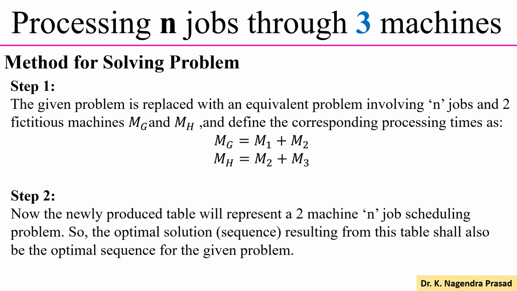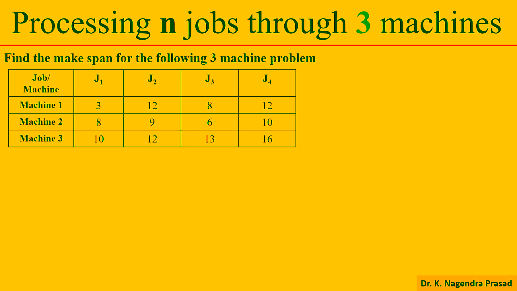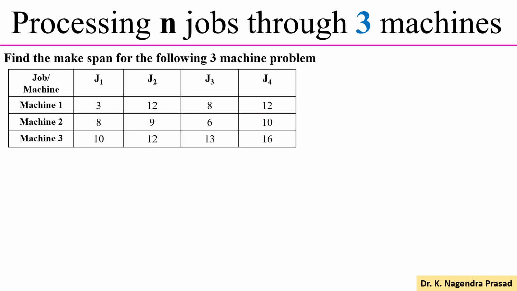So first we have to convert the 3 machine problem into a 2 machine problem. After that we have to apply Johnson's method for n jobs and 2 machines. Then we have to form the job sequence, and this job sequence is also suitable for the n jobs and 3 machines. Let's see the example problem.